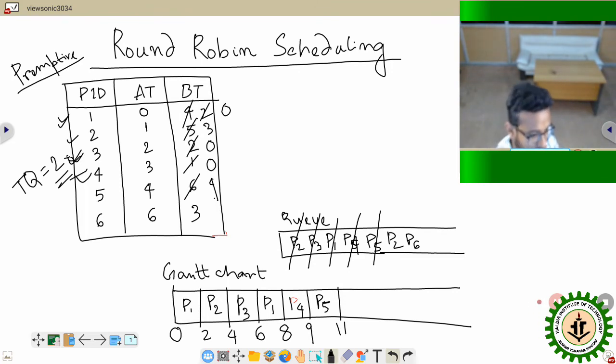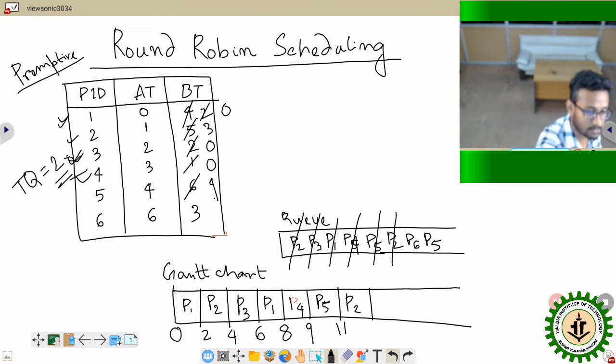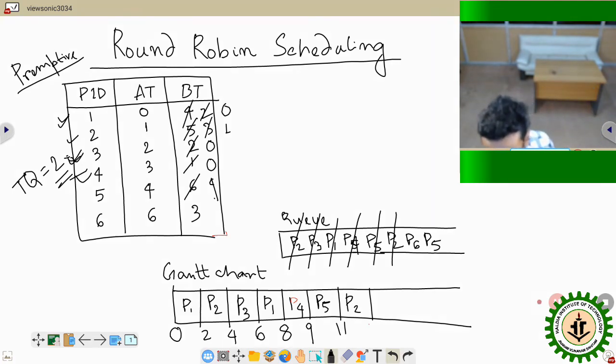No, P5 not finished, still 4 amount of time is remaining, so I have to write it at the very end. Okay, next the P2. I am deleting P2 and assigning it to the Gantt chart. The amount of P2 is 3, so 3 minus 2 is basically 1. So 11 plus 2 is basically 13. Okay, now again the P2 is not finished, so I have to write it at the very end.